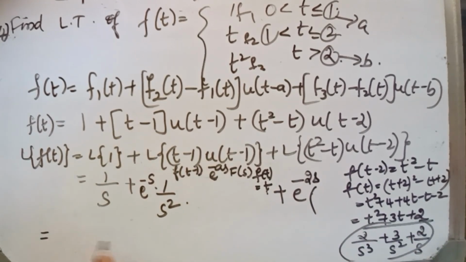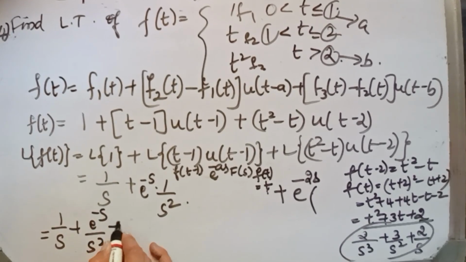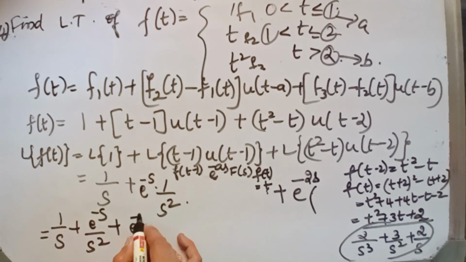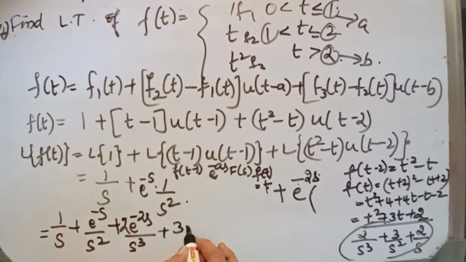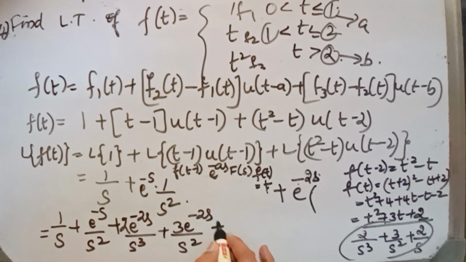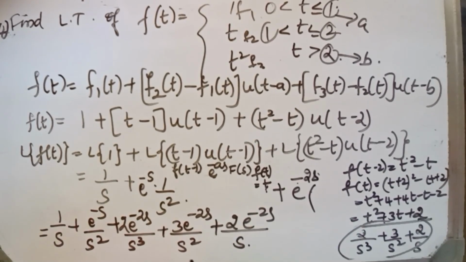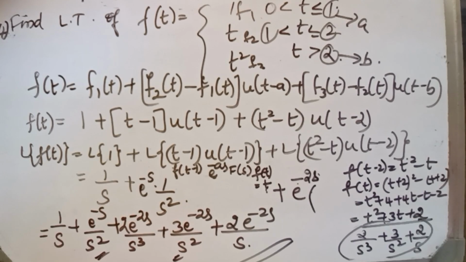Finally you will get the Laplace transform as 1 by s plus e power minus s by s square plus 2 into e power minus 2s by s cube plus 3 into e power minus 2s by s square plus 2 into e power minus 2s divided by s. For further simplification, if you want, you can take 1 by s square common, otherwise keep it as it is. This is the Laplace transform of the given function by writing the function in terms of unit step function. I hope you understood. Thank you for watching.